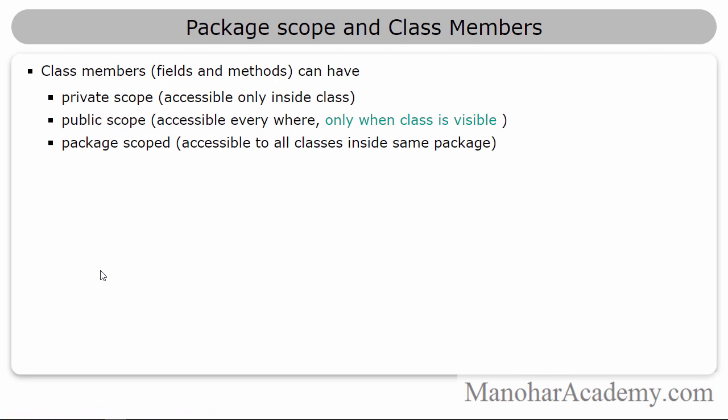Coming to the package scope. Just like the package scope and classes, the package scoped member fields are accessible to the classes that are inside the same package. They are not available outside the package. So here as well, to make something package scoped, we should not mention the private or public keyword. If you don't mention private or public, then it is a package scoped member field or member method.